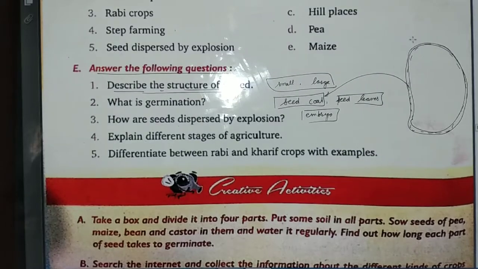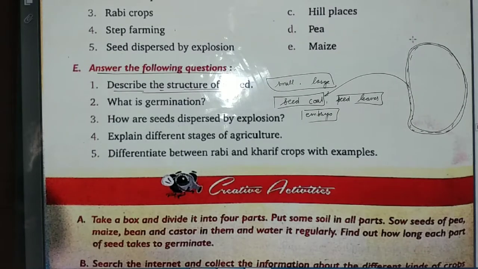Now, what is seed leaves? Inside the seed, the seed leaves or cotyledons contain stored food which is used by the growing seedlings. Some seeds, like pea and bean, have two cotyledons. That's why these seeds are called dicotyledons. And the third part is embryo.